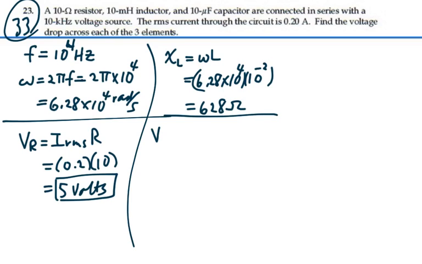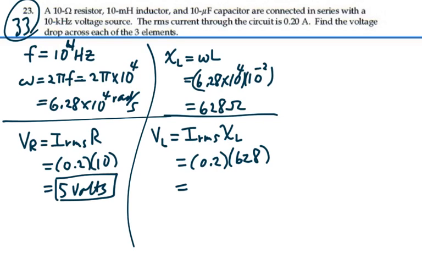Hence, the voltage drop across the inductor is the root mean square current, RMS current, times the inductive reactance. And that's going to be equal to 0.2 times 628, and that is equal to 125.6 volts. So that is the voltage across the inductor.